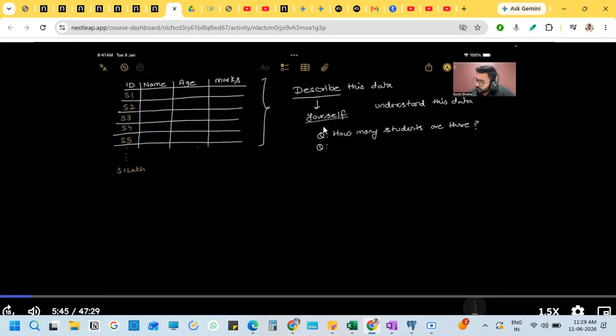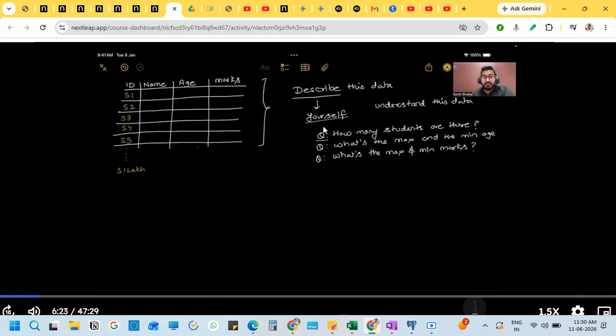Second is, what's the maximum and the minimum age? That's one of the questions, right? Because you want to understand the range, what is the minimum and what is the maximum age? Similarly, what's the max and min marks, right? That's another question that you might ask.